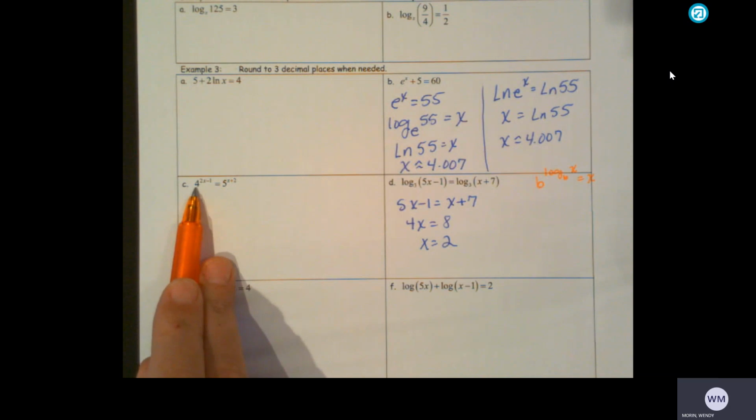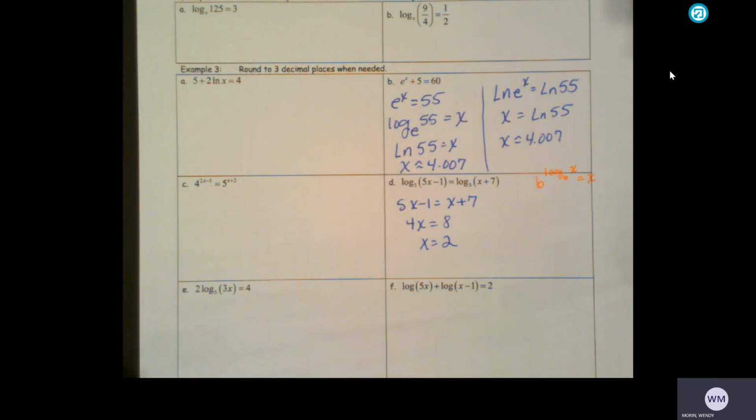So if this was a non-calculator question, these bases, the 4 and the 5, would have to be able to be made the same. They do not have a base in common, although some people think their base in common would be 20.